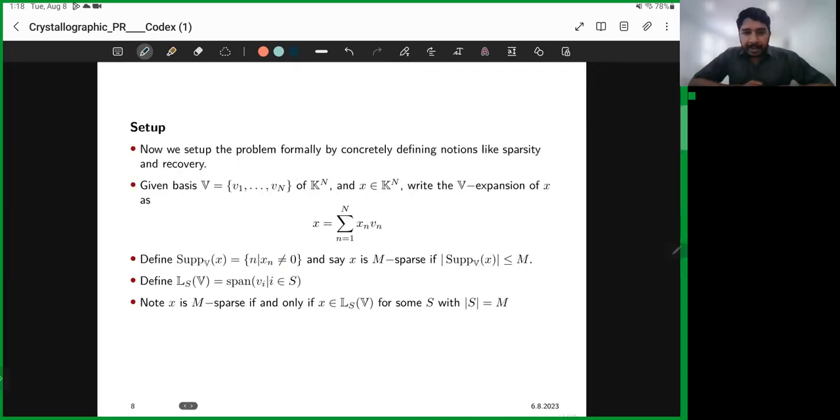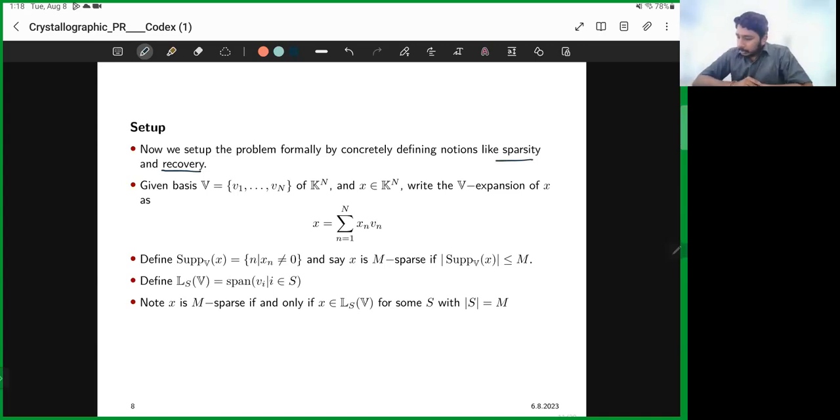Okay, now we're going to sit down and actually study, sort of formalize a lot of the things that I've been saying, and we're going to study what techniques were employed in the paper to settle the problem of this GCPR, right? And in particular, in this slide, we're going to concretely define the notion of what it means to be sparse with respect to a basis, and soon we're going to formally understand this notion of recovery.